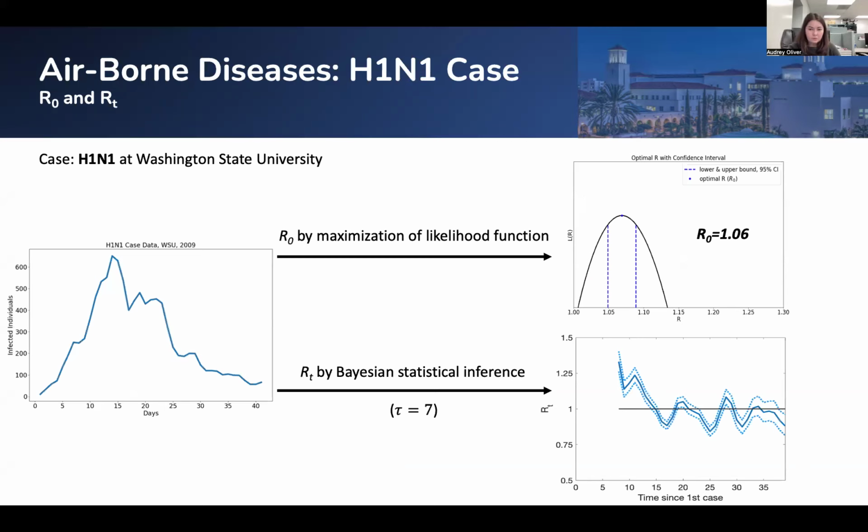Now, using these frameworks, we can apply them to real case data. On the left here, we can see unique data during an H1N1 outbreak from a university town that was collected for a whole fall semester of 2009. To find R0, we can maximize the log of our likelihood function, and we estimate for this data R0 to be 1.06. And for RT, using the Bayesian statistical inference in a window tau of 7 days, we observe the following to the right, where we start to see a decreasing trend in RT after around day 13.